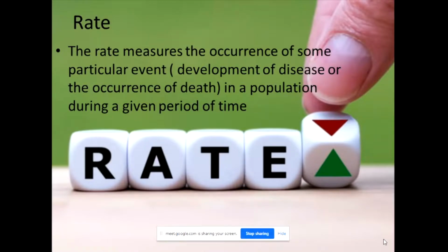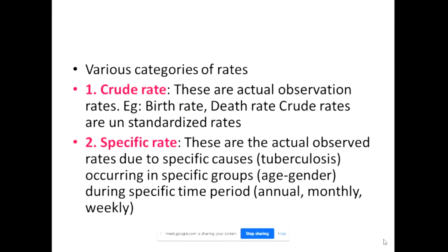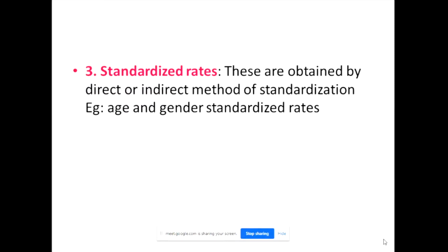Rate. We talked about the rate. The rate measures the occurrence of some particular events, which is development of disease or occurrence of death, for example, in a population during a given period of time. إذا تريدون تحفظوا لي أهم شيء تقولوا لي occurrence of particular event during a given time. Okay, هاي أهم شيء بيه. We have three types of rate. We have a crude rate, we have a specific rate, and we have the standardized rate.